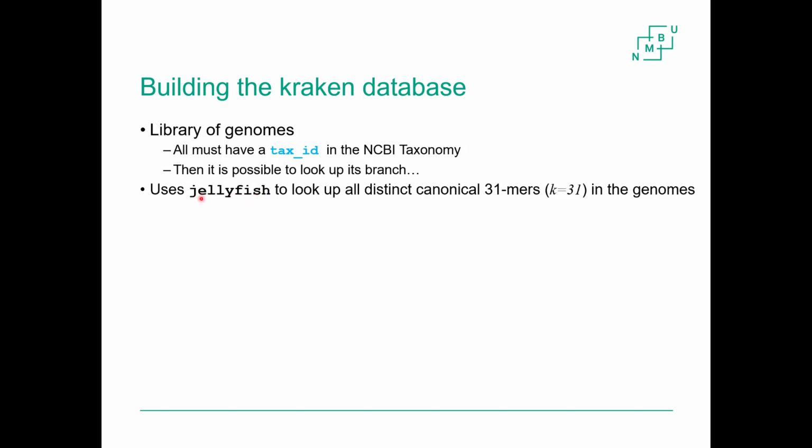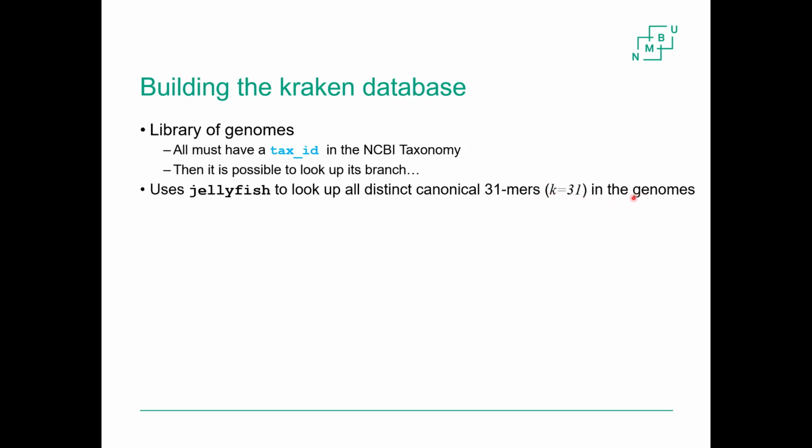So amazingly, the same software is used here again. But here we use it for counting k-mers in reads. And now Kraken uses it in a slightly different way. It looks up all the distinct canonical 31-mers. Notice 31, that's the length of the k-mers, right? K equals 31, pretty long k-mers.